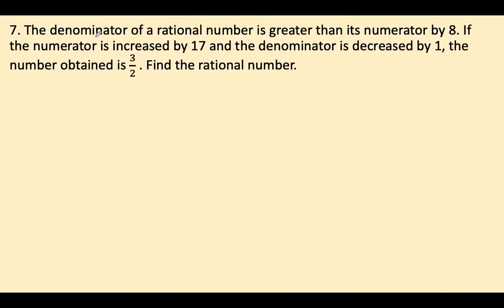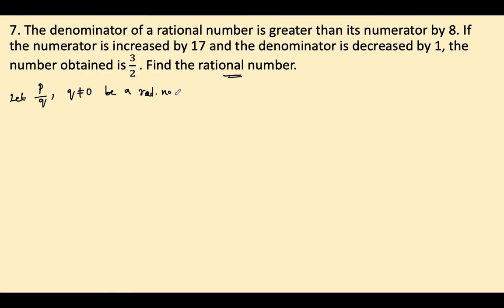The denominator of a rational number is greater than its numerator by 8. If the numerator is increased by 17 and the denominator is decreased by 1, the number obtained is 3/2. Find the rational number. First of all, what is a rational number? Any number which is in the form of p by q, where q is not equal to 0, is a rational number. So let us assume p by q to be a rational number.